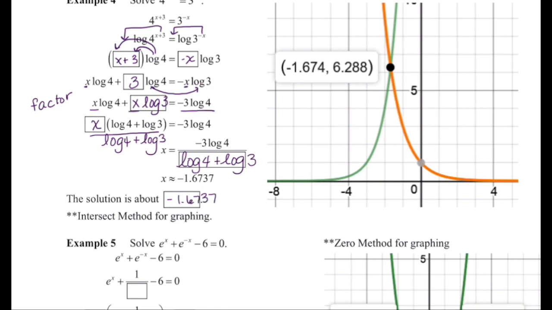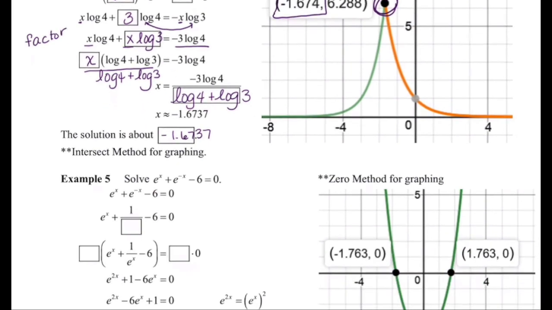Again, using the intersect method, on one side I'll have 4 to the power of x plus 3, and on the right side I'll have another line for 3 to the power of negative x. Where they intersect here gives us our solution. So a great way, again, to double check that what we're finding algebraically certainly is what we're finding graphically.